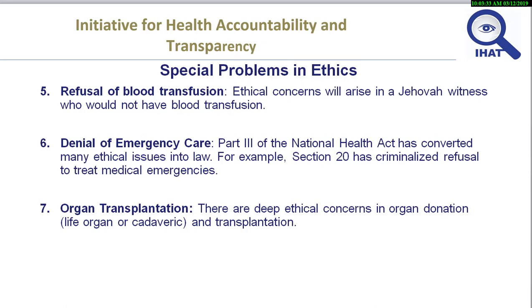And finally, there are also issues of organ transplantation. There are deep ethical concerns in organ donation, live or cadaveric, and transplantation.